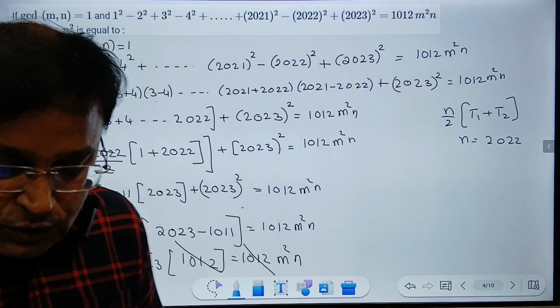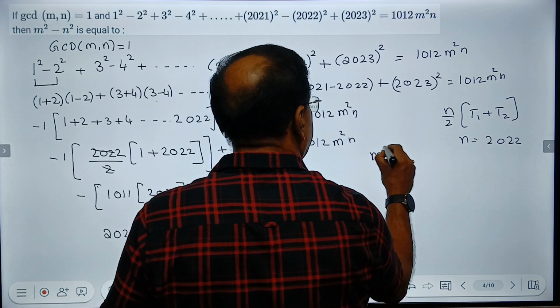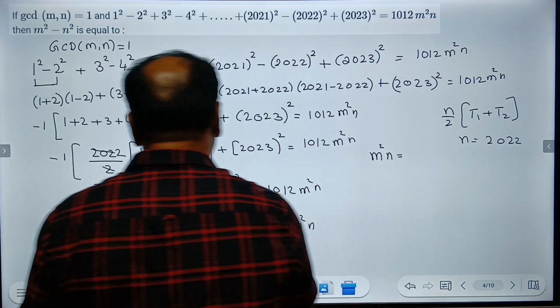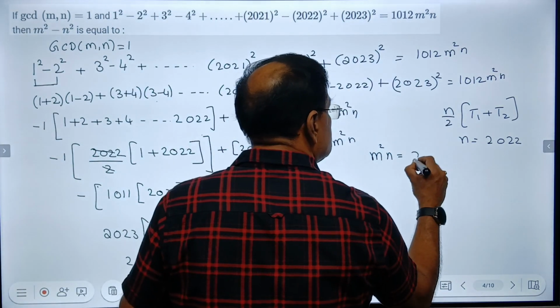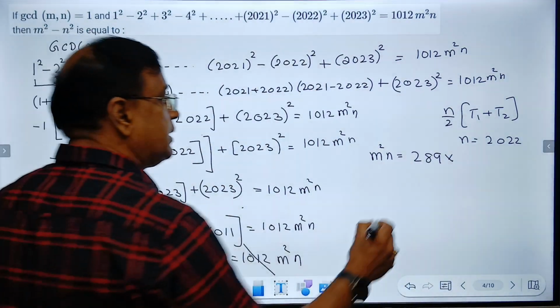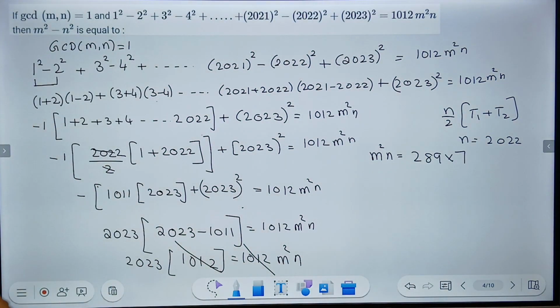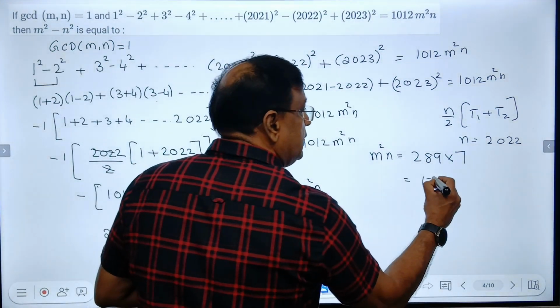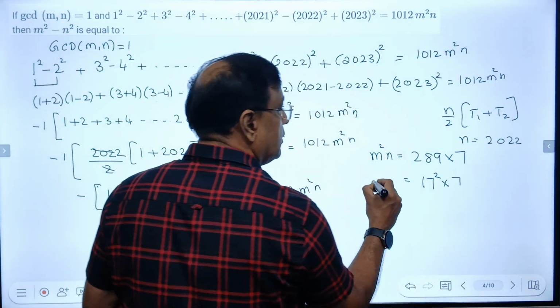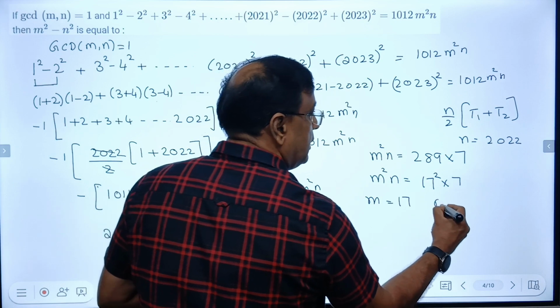Correct? Now what is 2023? I have done the prime factorization for this. It is 289 into 7. I have done the calculation, so it's not so difficult. You can break this into 289, which is nothing but 17 square into 7. So clearly m is 17 and n is 7.